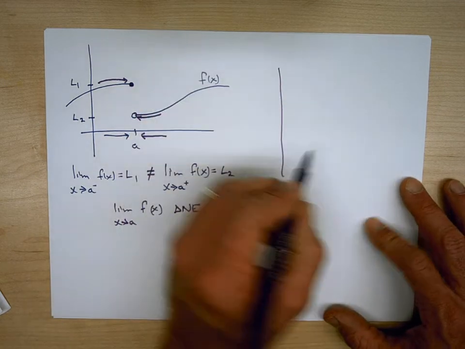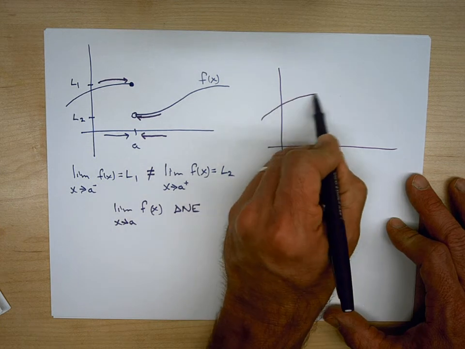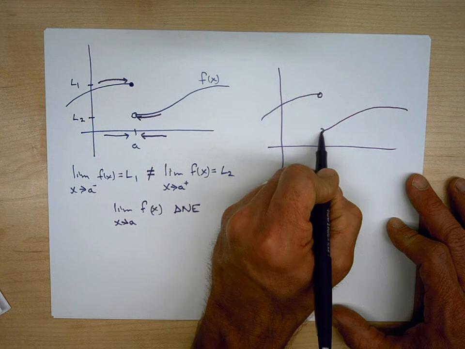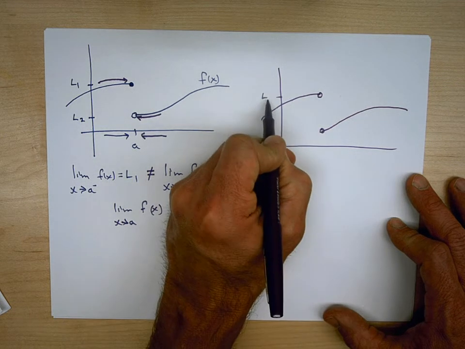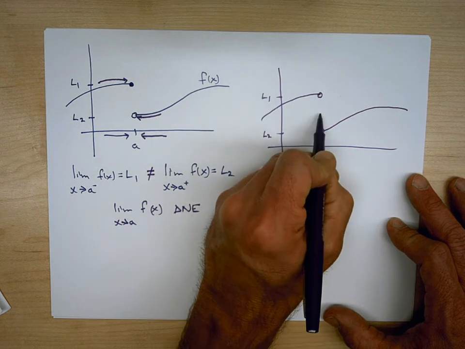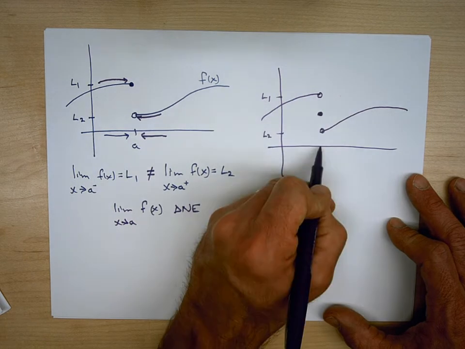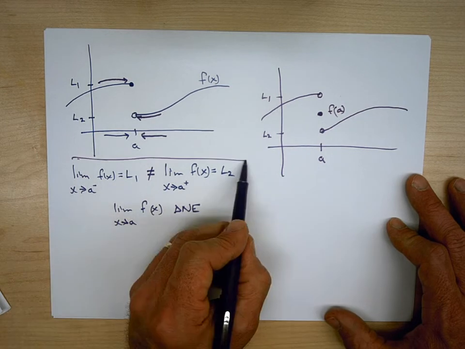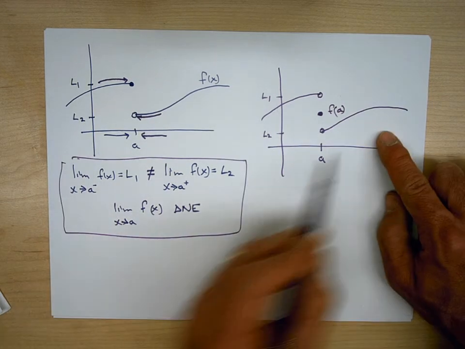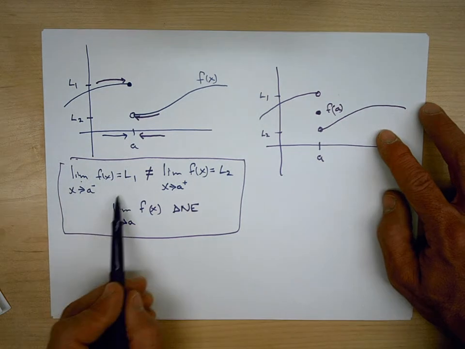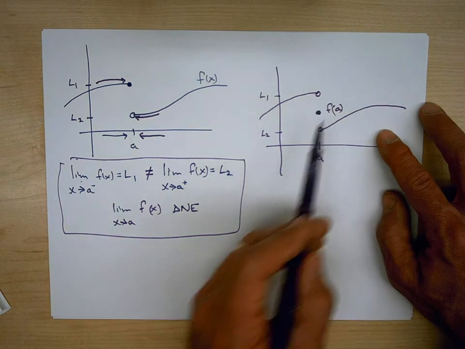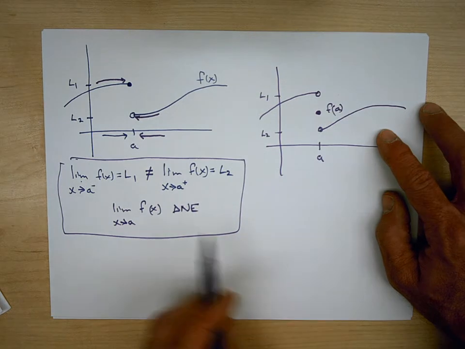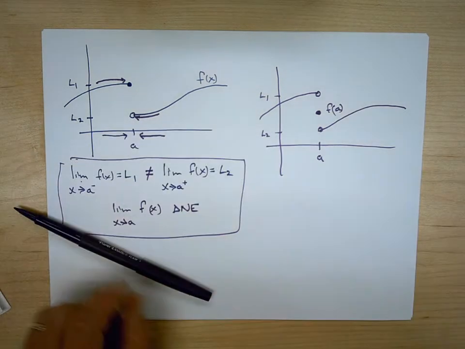One example that could exemplify that, we could have something that looks very similar, except we have a hole here, and we're coming down like this. We have a hole here, we'll call that L1 again, we'll call this L2 again. Let's say the function value is in between. So if this is a, then here's f of a right here. All of this still applies to this situation. The left-sided limit is still L1. The right-sided limit is still L2. Therefore, the limit still does not exist because we have this type of thing going on.